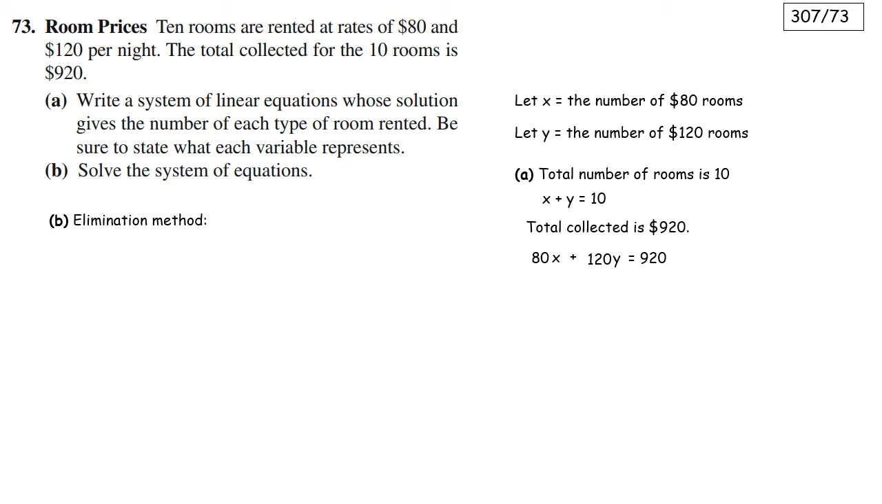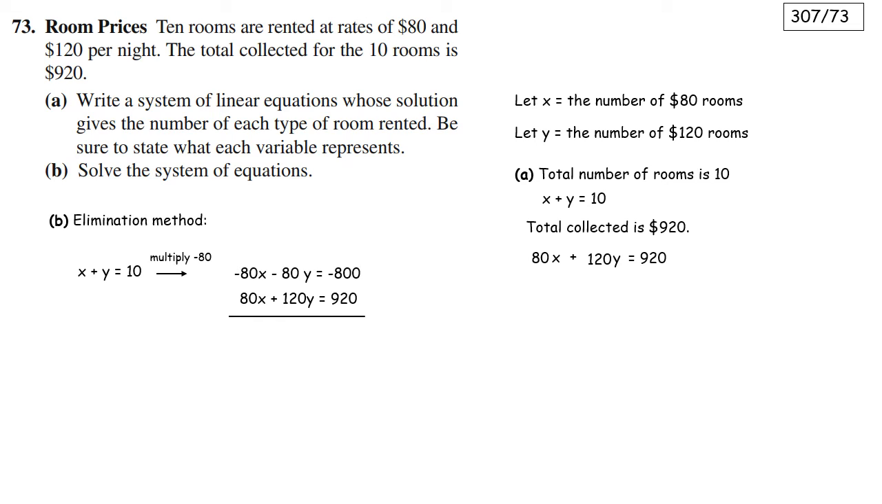We can use the elimination method to solve the system of equations. If we let x plus y equal 10, the first equation, multiply that by negative 80 across, we will get negative 80x minus 80y is equal to negative 800.